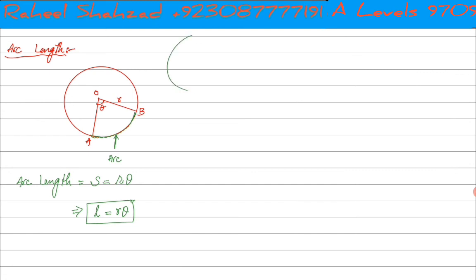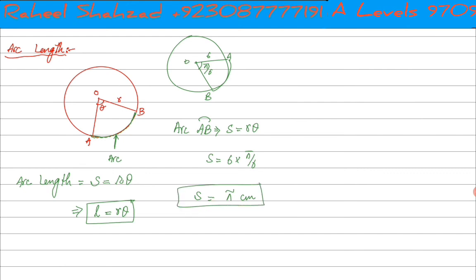For example, we have a circle with radius 6 and this is pi by 6. It's OAB and we need to find this arc length. So arc AB will become equal to S is equal to r theta. So arc length is equal to radius 6 and theta is pi by 6, that is equal to pi centimeter. That is basically the arc length of this sector.